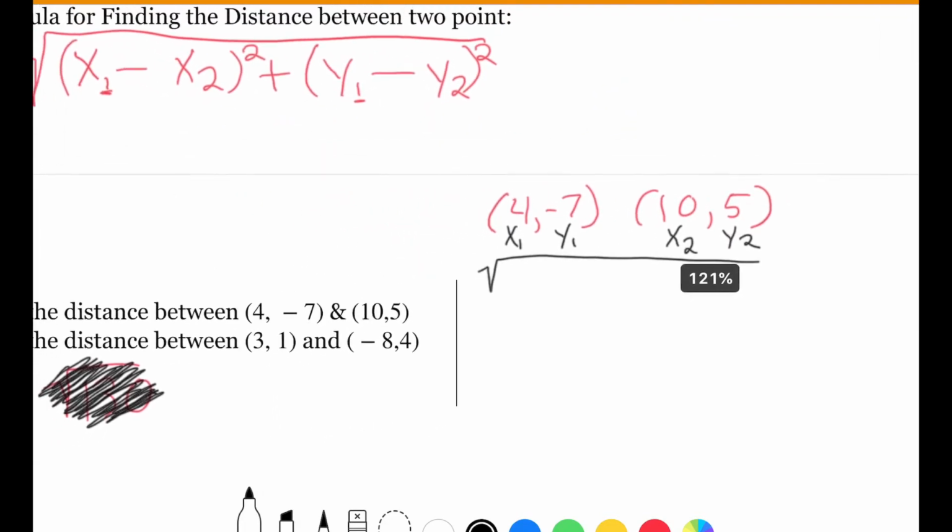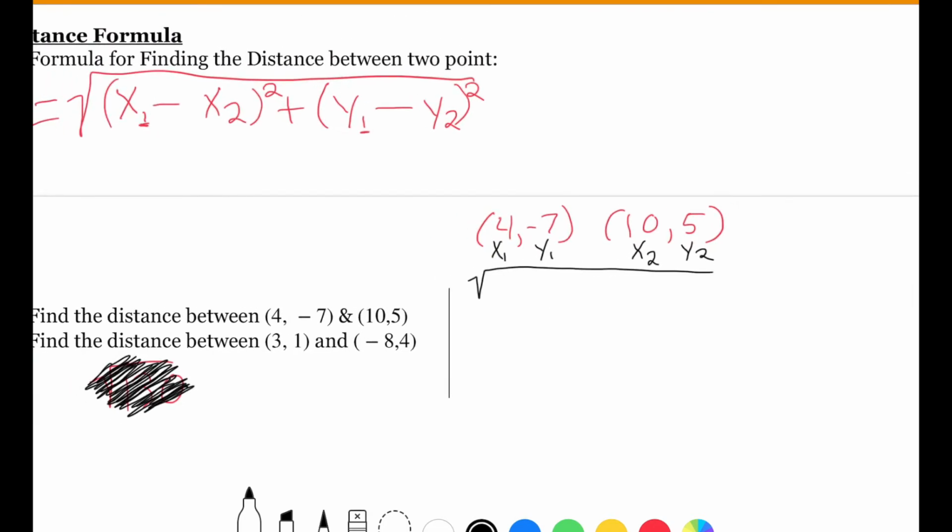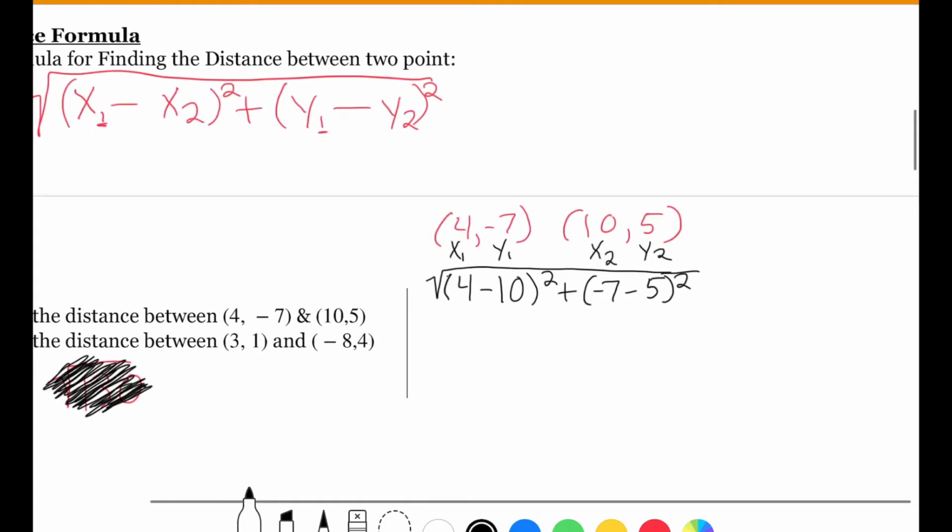Actually, let's see if I can get it into the screen. There it goes. So parentheses, instead of x1, I'm going to put 4. Subtract my second x value, which is 10, squared, plus parentheses my y1, which is negative 7, subtract y2, which is 5, squared. Then I'm going to come in here.